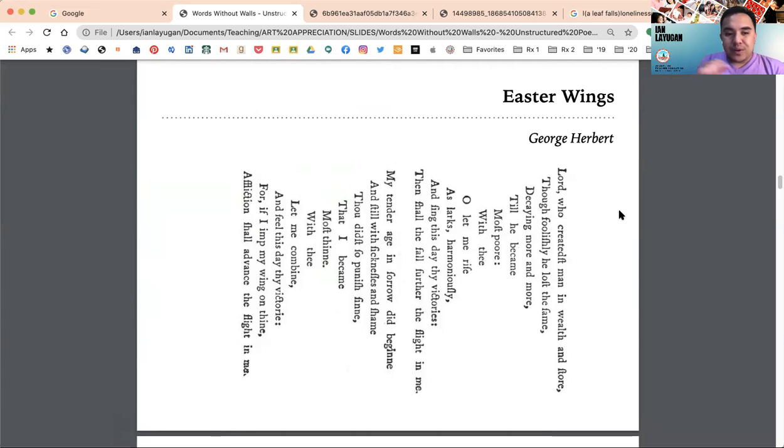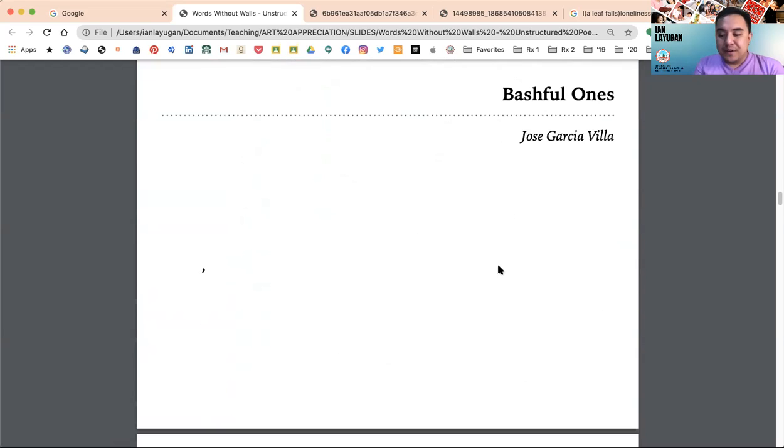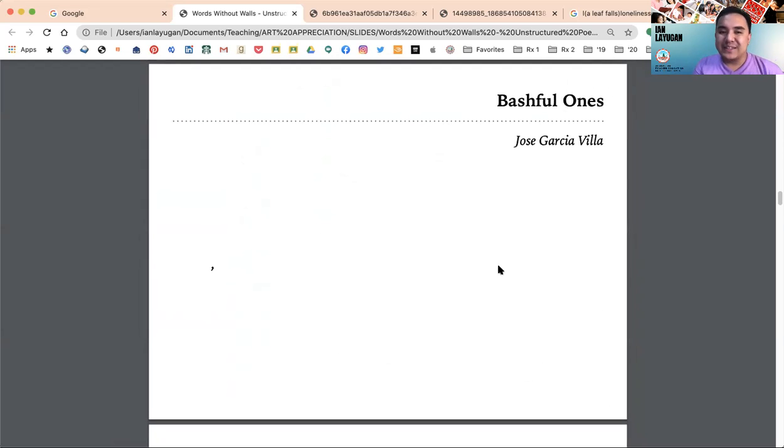So George Herbert, Easter Wings. If we look at it, of course, it's already very obvious that these are wings. But you can pause this video later, or right now, and go over the poem by yourself. I just wanted to show you how the shape can also be very helpful in understanding or learning about the poem.